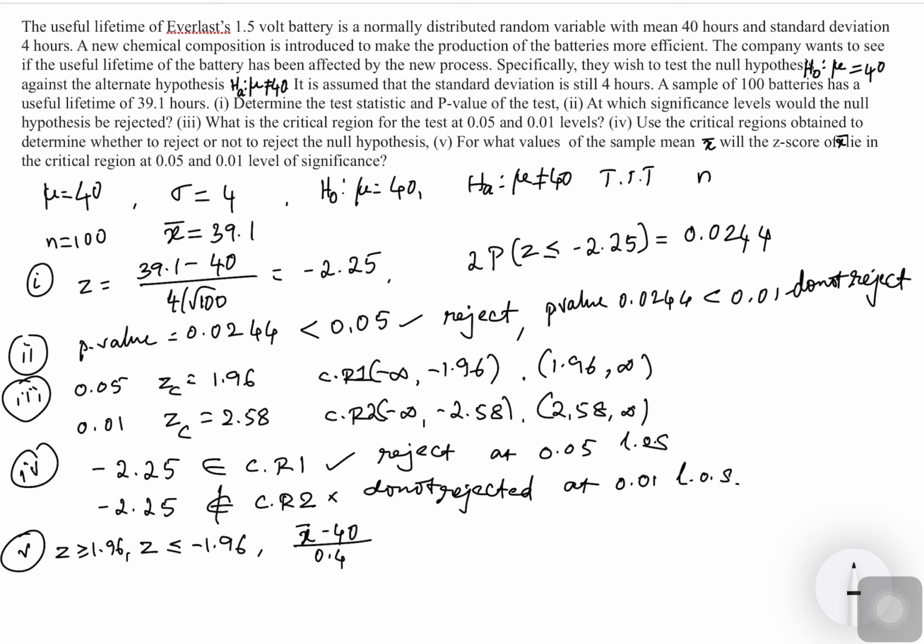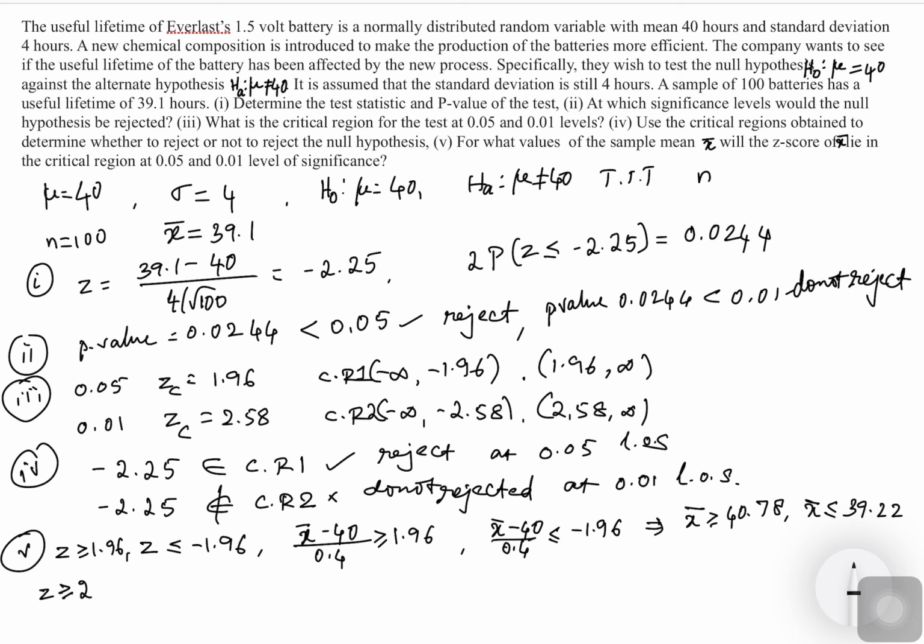We expect this, x bar minus 40 over 0.4, to be greater than or equal to 1.96, or less than or equal to minus 1.96. So solving this, we get that x bar would be greater than or equal to 40.78, or x bar less than or equal to 39.22. So z will lie in the critical region at the 0.05 level of significance.